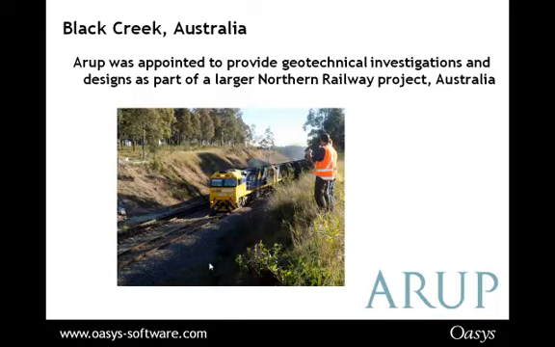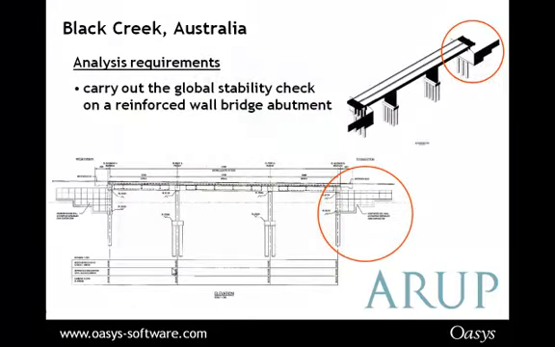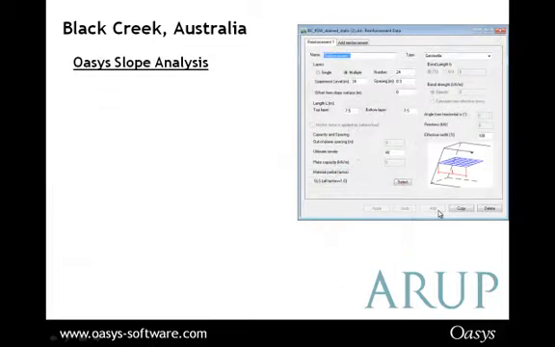This case study covers Black Creek in Australia. In this case, Arup was appointed to provide the geotechnical investigations and designs as part of a larger Northern Railway project in Australia. The analysis was required for a reinforced wall bridge abutment, and Arup had to carry out the global stability check of a reinforced wall bridge abutment. So as you can see, the bridge abutment is shown here in the circles, and the reinforced wall parameters are shown here, so you can appreciate what's going on there.